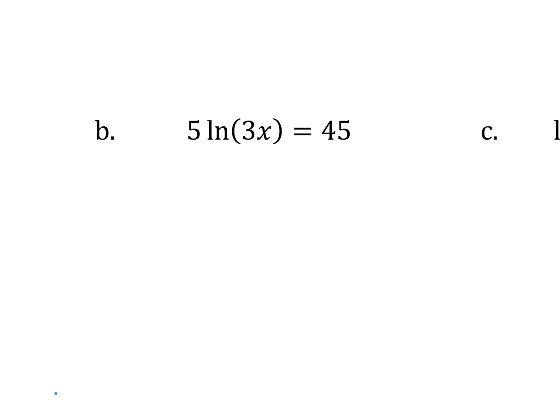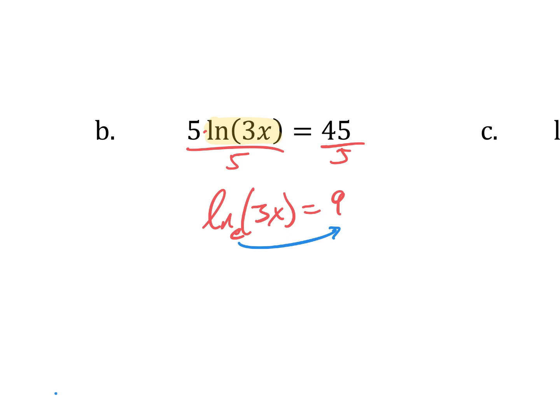A couple more. We want to isolate the logarithm. We've got to get that logarithm by itself. Don't try to touch this 3. You can't mess with it yet. You've got to get the 5 out of there. The 5 is being multiplied. So we have the natural log of 3x equals 9. And now remember, this is base e. So we take that e and swing it around, and we get e to the 9th equals 3x. So we changed it from a logarithmic equation to an exponential form.